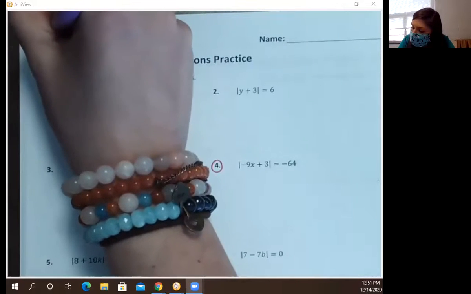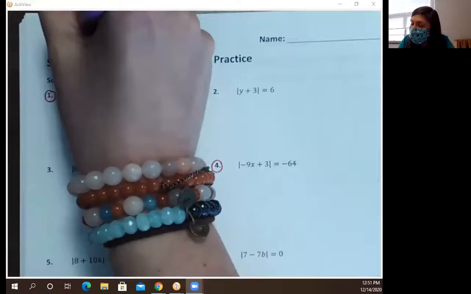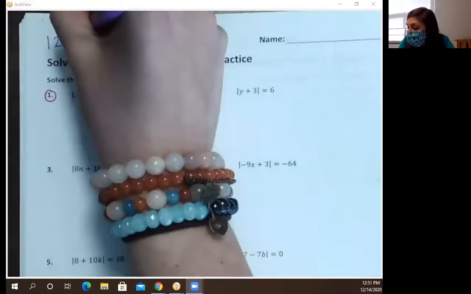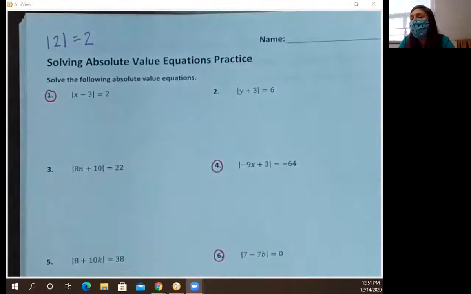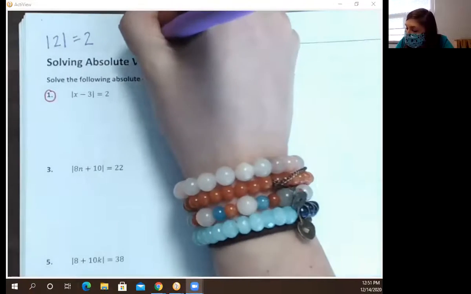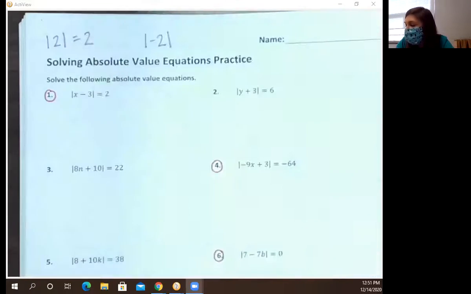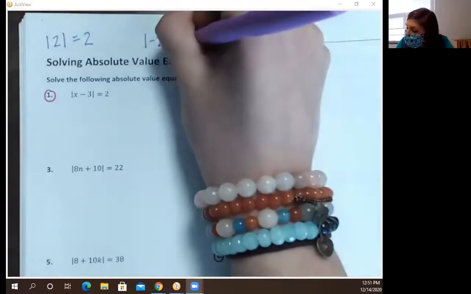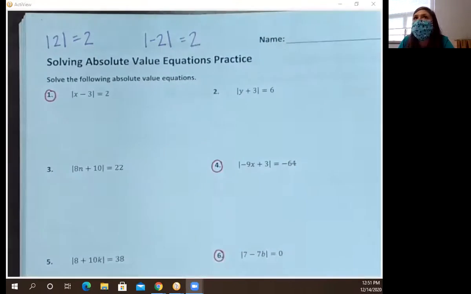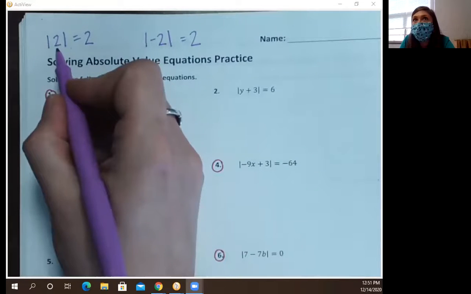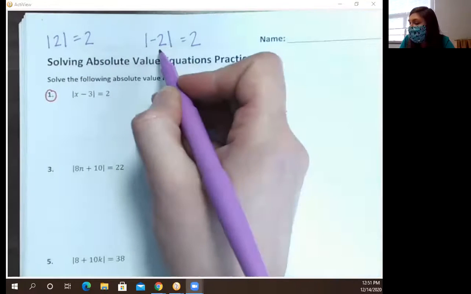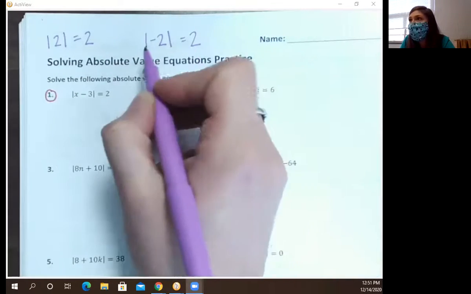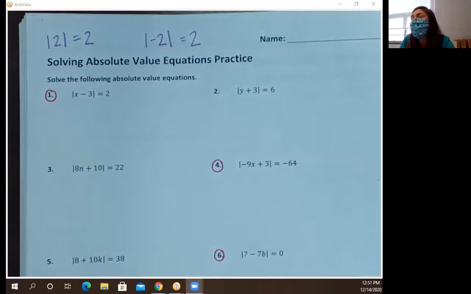So if we wanted to know the absolute value of 2, that would be 2 because it's 2 units away from 0. But the absolute value of -2, also talking about the distance from 0, -2 is also 2 units from 0. So the absolute value of +2 is 2, and the absolute value of -2 is also 2. So we need to consider both these options when we're solving an absolute value equation.